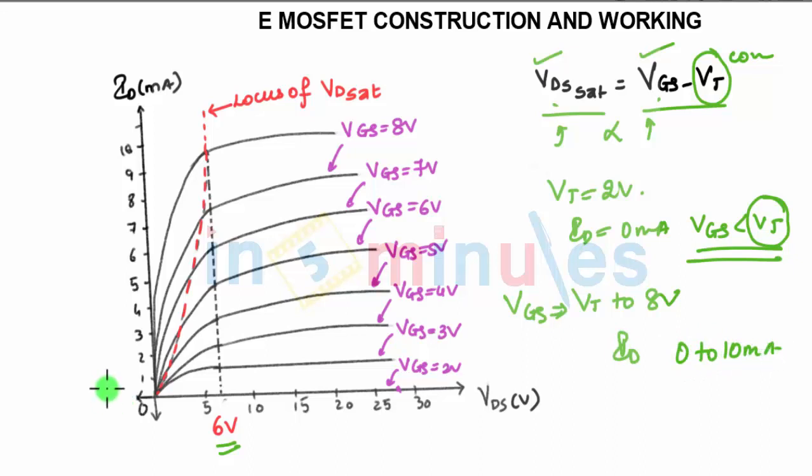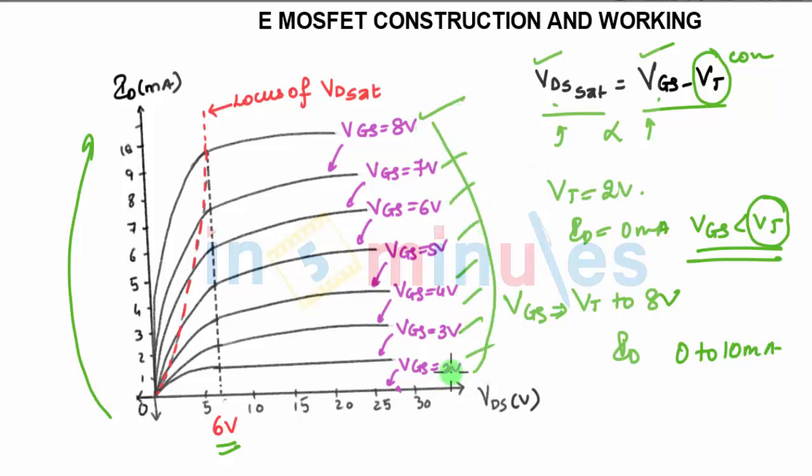The value of ID increases from 0 to 10 milliamperes for the increase in value of VGS. These are the various values of VGS. As you increase the value of VGS from VT to 8 volts, that is 2 volts to 8 volts, your value of current increases from 0 to 10 milliamperes. This is the significance.